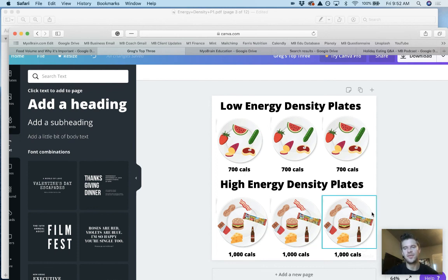So again, pretend you had the three plates, the same exact size, and they both have the same amount of food on them. One group of people may eat 3,000 calories throughout the day. Another group of people would only eat, if you do the math, 2,100 calories per day. Just like we saw in that study, the hunger levels would be the exact same, right? And there would be a 900 calorie difference between these two groups of people, right?